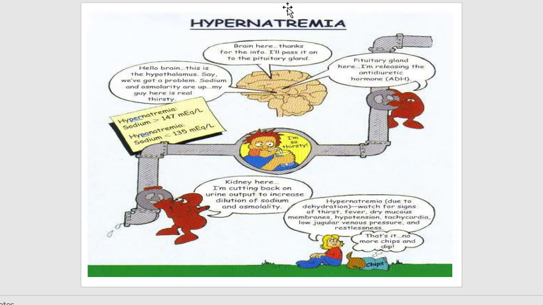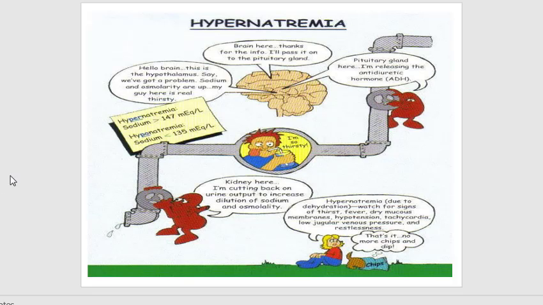So your body's trying to regulate itself. This is that homeostasis control system. Your body's trying to fix itself. Okay, so if you have hypernatremia, you can be thirsty, your mucous membranes can be dry, you can be restless, you can have muscle twitching.